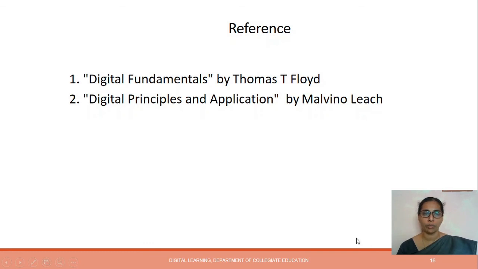That's the end of Unit 1 of Digital Electronics and Computer Organization. The references for this unit are Digital Fundamentals by Thomas L. Floyd and Digital Principles and Applications by Malvino and Leach. In this unit we have discussed number systems: the decimal, octal, hexadecimal, and binary number systems, the conversion between different number systems, different binary codes, and the number representations. Thank you very much.